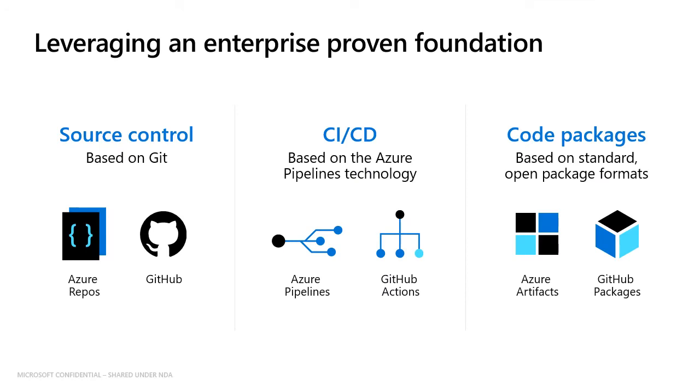Now for source control, again, two schools of thought here. If you want to stay within Azure, you can use a tool called Azure Repos, which is part of Azure DevOps, or you can use GitHub as your source control tool. For CI/CD, you can use Azure Pipelines, which is again part of Azure DevOps, or you can use GitHub Actions, which is part of GitHub. For packaging code, you can use Azure Artifacts, which is part of Azure DevOps, or you can use GitHub Packages. So again, like I said, you have a choice between using purely Azure DevOps components, or purely GitHub components. But again, I've seen some customers using a combination of both.